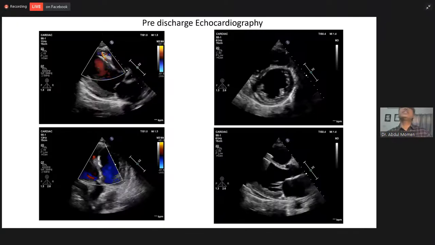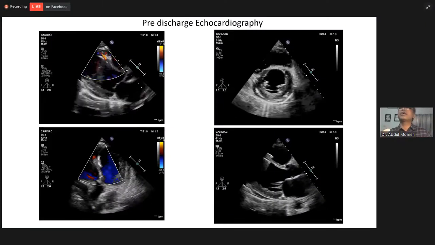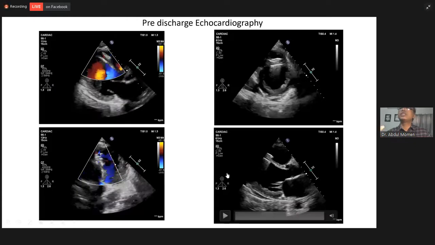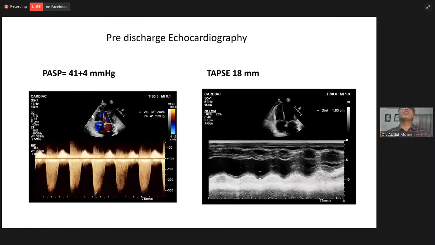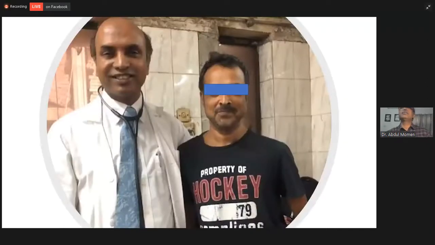So this is the pre-discharge echocardiography. There is no residual shunt, and still there is a pericardial effusion. The PSP decreased from 52 to 45. TAPSE and RV function recovered very well within 3 or 4 days, and this is the pre-discharge smile of the patient. This is the echocardiography after 3 months.